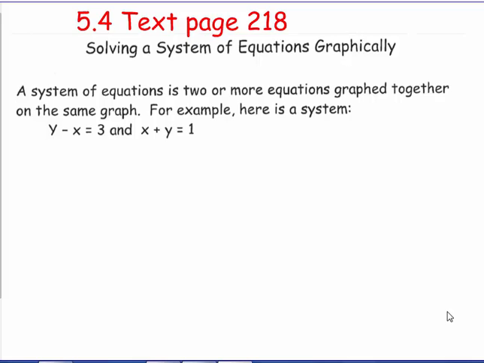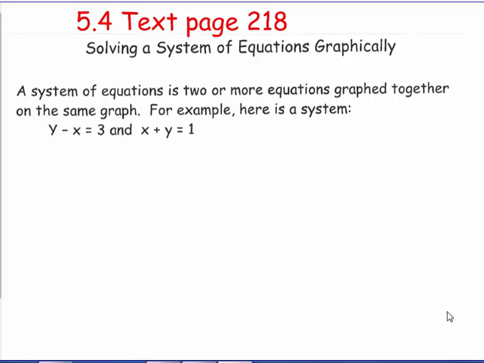Okay, this is in your textbook on 5.4, page 218. You can follow along, and also in your notes, please open it up to the page that says solving a system of equations graphically. A system of equations is two or more equations graphed together on the same graph. For example, here is a system. y minus x equals 3 and x plus y equals 1.